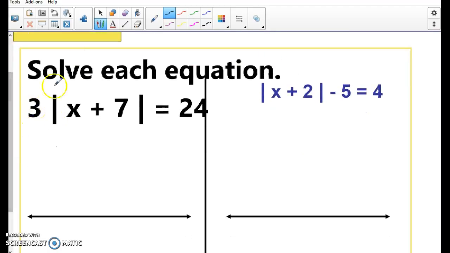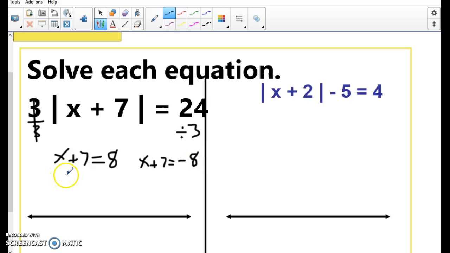In this problem, you'll see that the 3 is there first, so I need to get rid of that before I can start solving. So this says 3 times the absolute value of x plus 7, so I need to divide by 3. And same thing as before, if I divide the left side of the equation by 3, I need to divide the right side of the equation by 3. So then I end up with the absolute value of x plus 7 equals 8. And then again, I'm going to end up with 2 equations because there's 2 answers. So x plus 7 equals 8 is one of my equations, and x plus 7 equals negative 8 is the other part.